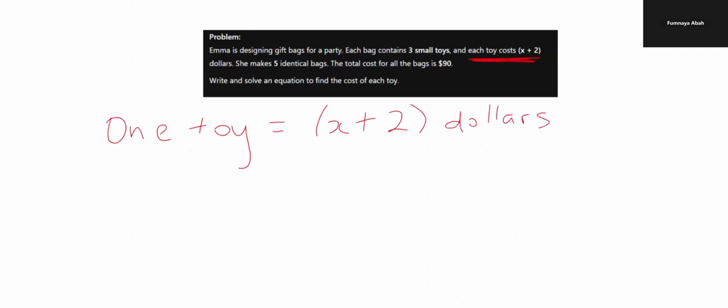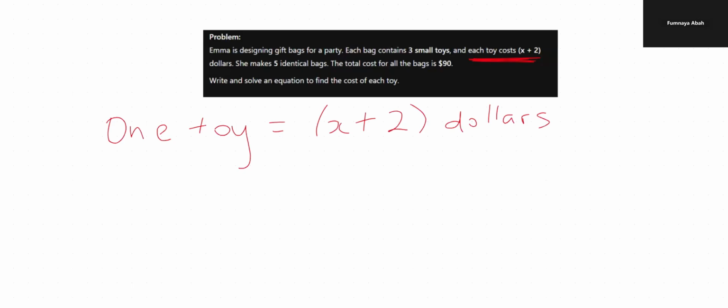So let's write that down. We can say one toy is x plus $2. Okay, so we know the cost of one toy, and then the question tells us that a gift bag contains 3 small toys. So since we know the cost of one toy, let's find out the cost of 3 toys, which is equal to one gift bag.